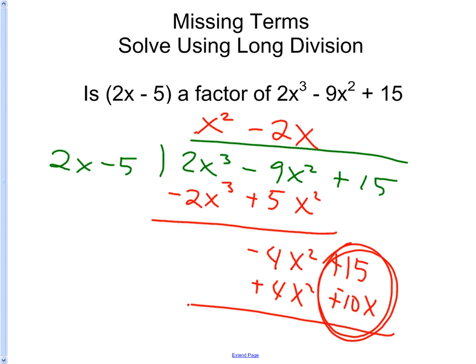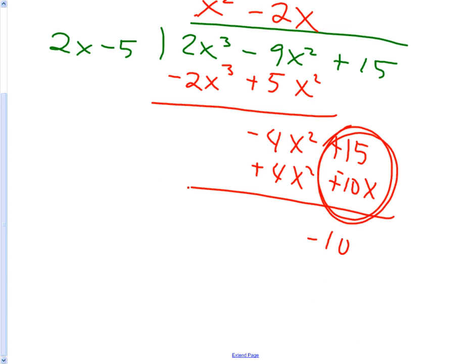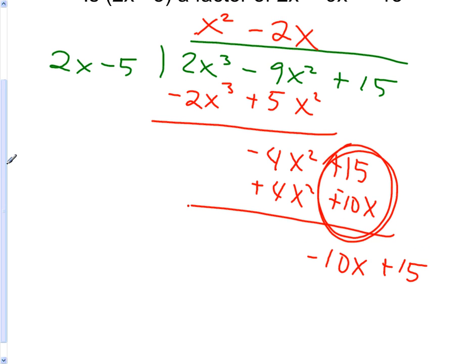15 plus negative 10x. Well, you just keep going. Negative 10x plus 15. See how I wrote that? It's the same thing as what I have. I just wrote it across instead of up and down. And now I just keep going and I say, what do I put here? Well, let's see. I need a negative 5 this time.